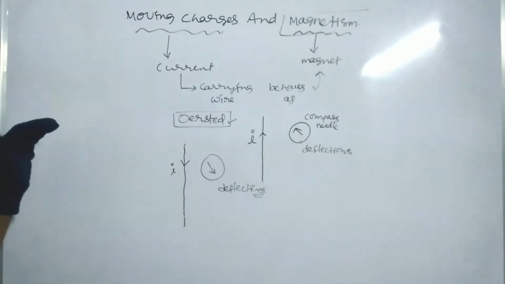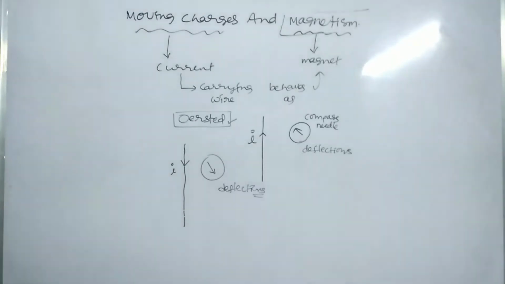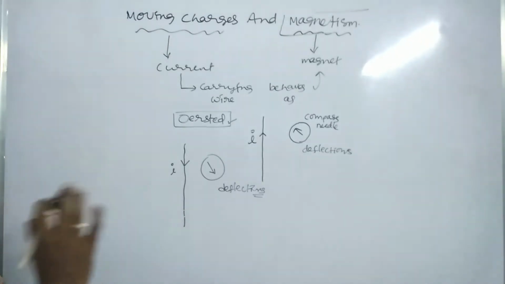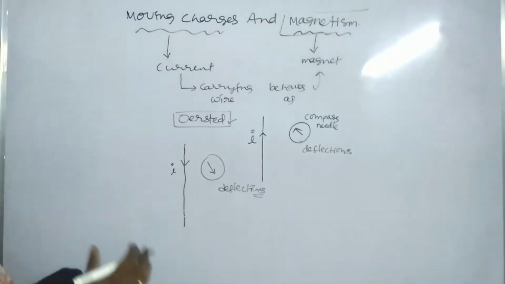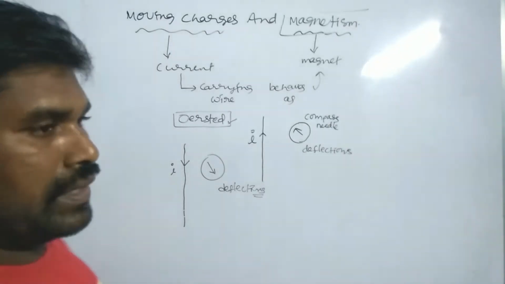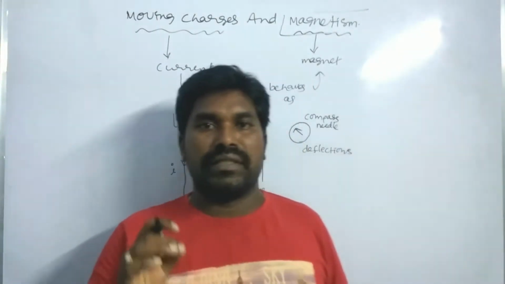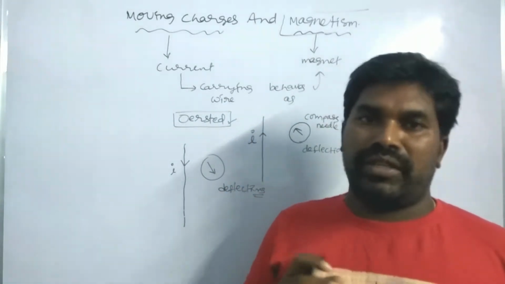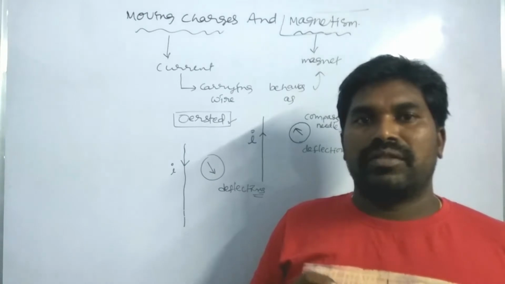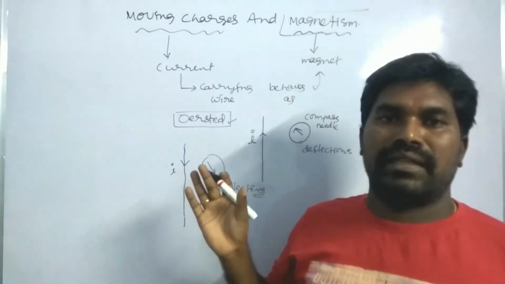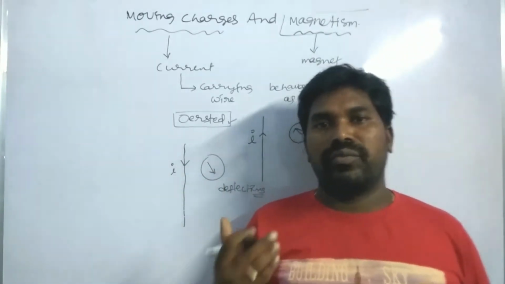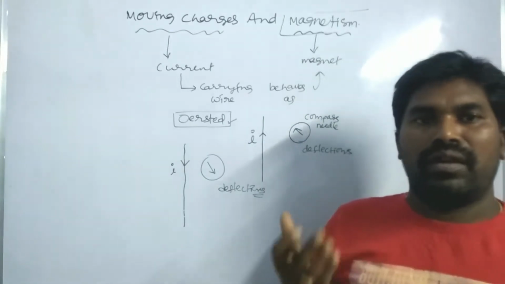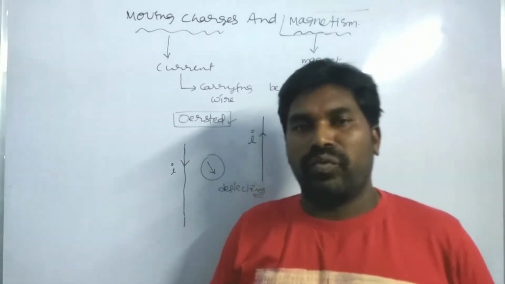Right. So coming to the direction of the current and the magnetic field, if the direction of the current changes, the deflection of the magnetic needle also changes. Regarding this, we have to practice some more laws in moving charges.